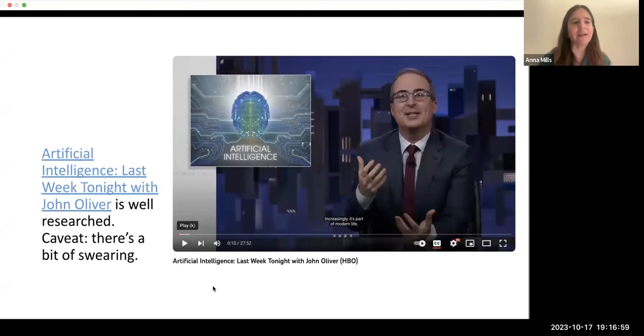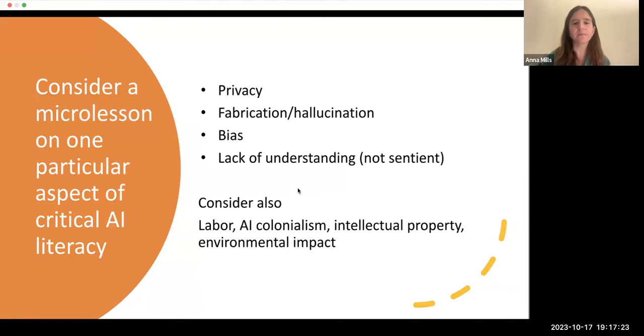These are not perfect, but I think John Oliver, sort of talk show host and comedian, did a very well-researched show on artificial intelligence that was quite humorous. There was more swearing than my 12-year-old son appreciated, but I would consider that as well. So those are just kind of the general introduction to what is AI.